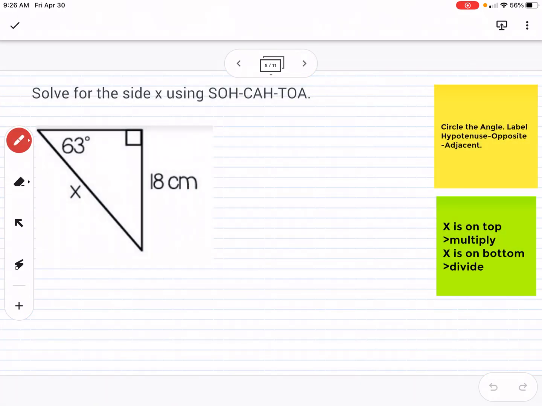Here we're going to use SOH CAH TOA again. So I'm going to start by labeling my hypotenuse. This is my angle. So 18 would be opposite. This side would be adjacent. And then I scratch out the one on the blank side. So I'm left with O and H, which is SOH.